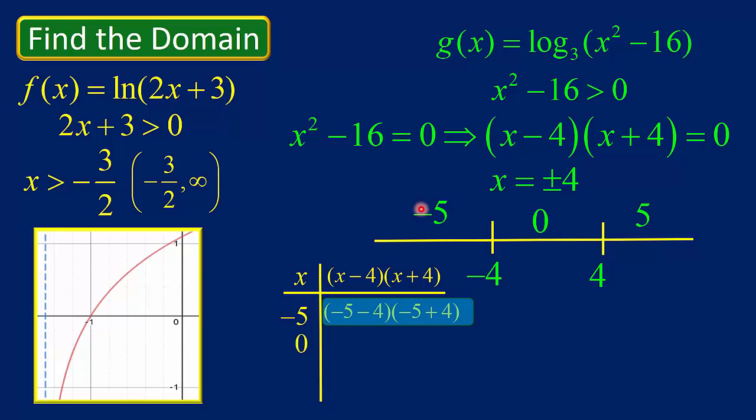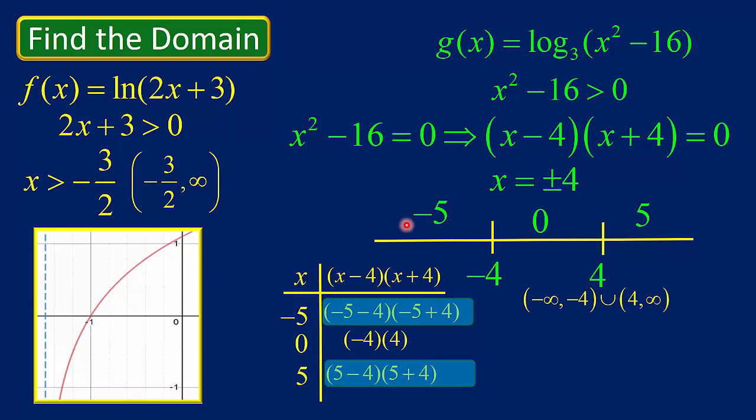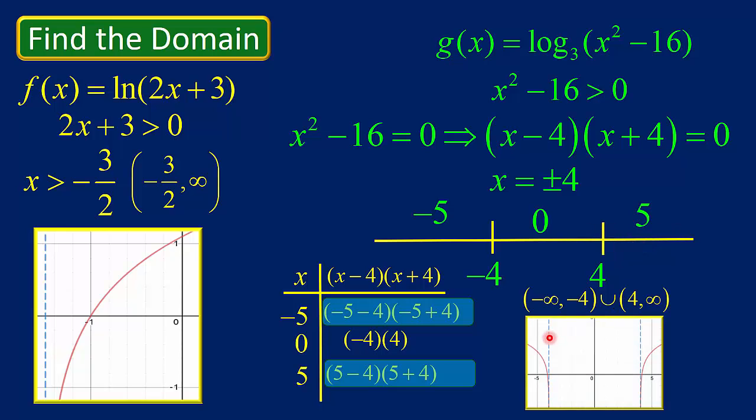Now let's plug in the 0. When I put in a 0, I get negative 4 times 4. That's negative, so that's not greater than 0. So we don't include that one. Let's try 5. Well, 5 minus 4 times 5 plus 4. Positive times a positive. That will work. So we get our domain. Negative infinity to negative 4, all of this region over here, union with 4 to infinity, all of this over here. And here's what it looks like. We see our vertical asymptotes here. And the function goes off this way and this way.